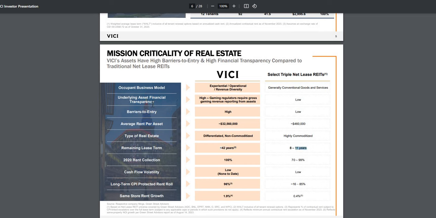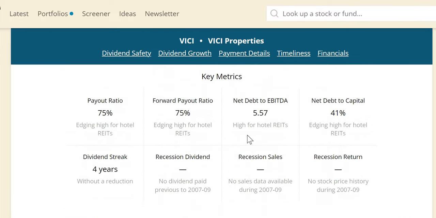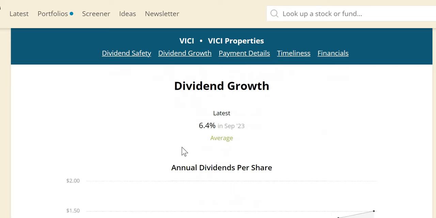So very, very positive. We can also see the barriers to entry are very high. Again, other industries, other competitors are looking like it could be fairly low. So in terms of their dividend safety, it does currently sit at a score of 50, borderline safe. We'll take a look at that shortly. Market cap, 31 billion. It is a large cap company. Now, in terms of those recessionary metrics, given this was formed in 2017, we don't have any of that data available to us.